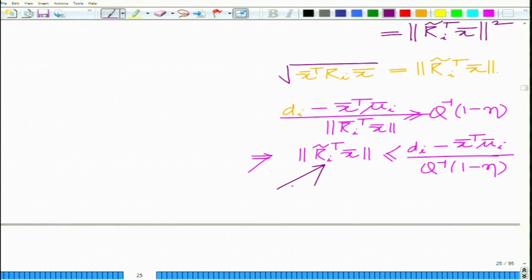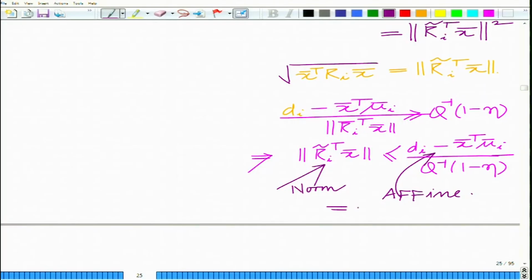Okay. And now, if you look at this, you will observe something interesting. You have here a norm, and here you have something that is affine. So, you have the norm of a vector of x bar is less than or equal to an affine function of x bar. Remember, this represents a cone. So, this is a conic constraint. So, this will become a cone program.